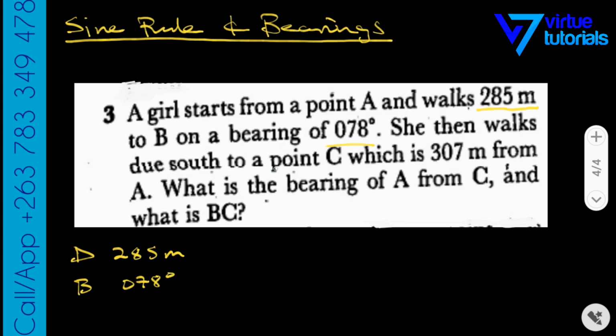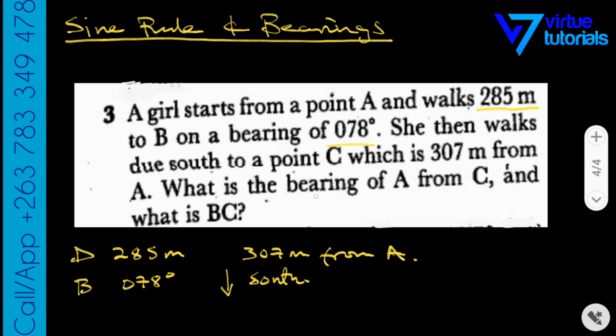She then walks due south to a point C, and that is 307 meters from A. So what we realize this time is the direction she's going to move is straight down south. But now she's going to move until she's at a point that's 307 meters from A. This is not the distance she moves. This is the distance she is at the end from the starting point.